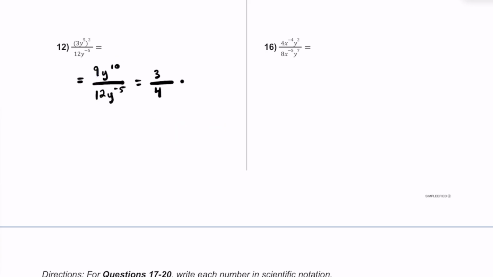So we're really looking at this being multiplied by y to the 15th power, right? By default, it's always going to be on top, so you can rewrite this as 3y to the 15th power all over 4. Okay, so this right here would be our most simplified expression. All right, let's check out number 13.